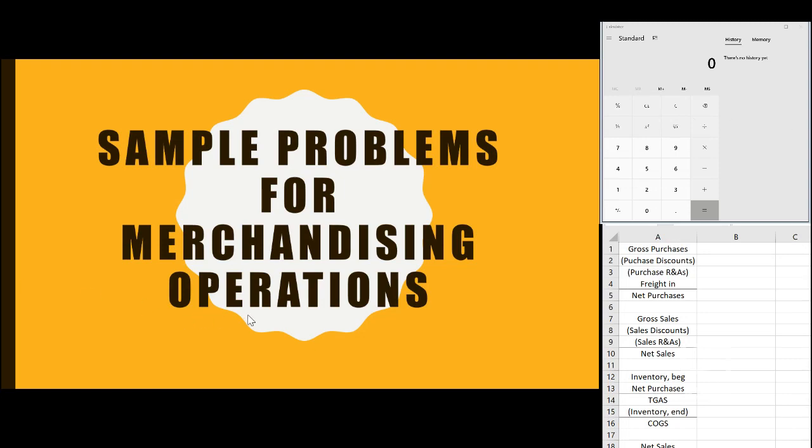Okay, hello everyone. Here we are again for sample problems para dito sa basic accounting natin. But this time, of course, we'll be talking about problems regarding merchandising operations. Okay? So your test is in a few days. You probably know this by now, but the coverage will be closing entries, reversing entries, and then merchandising.